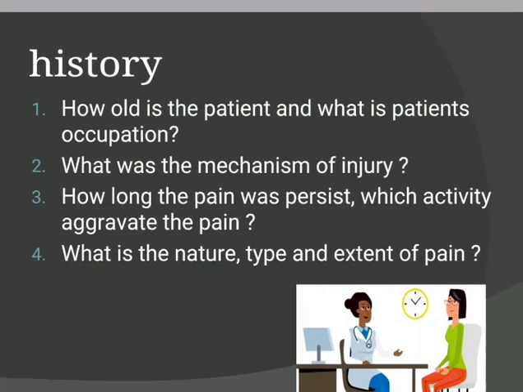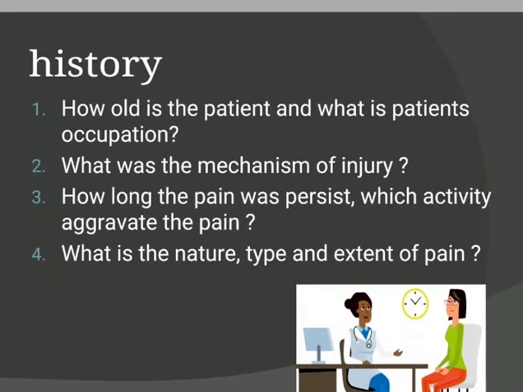First, we ask the patient how old the patient is and what the patient's occupation is, because the age varies, and in some particular age there are chances of a particular condition, or some patient occupations, like if a tennis player comes to you complaining of elbow pain, then there are chances of tennis elbow, and if a student comes, then there are chances of student's elbow. So there are some occupations which correlate with some diseases.